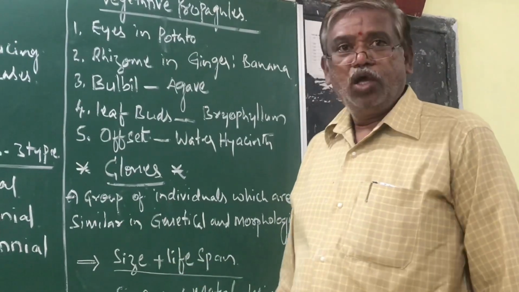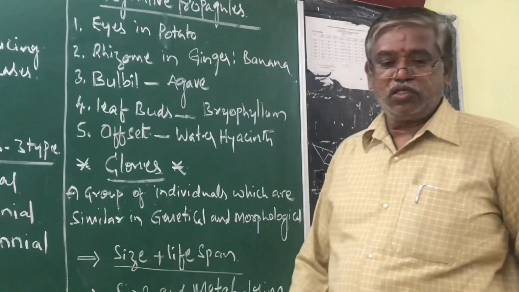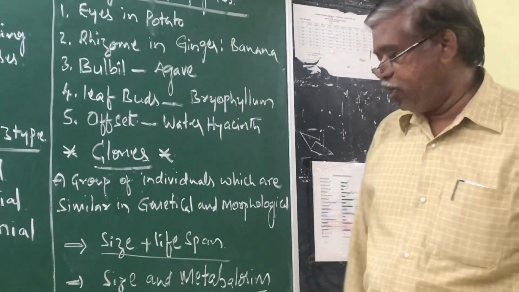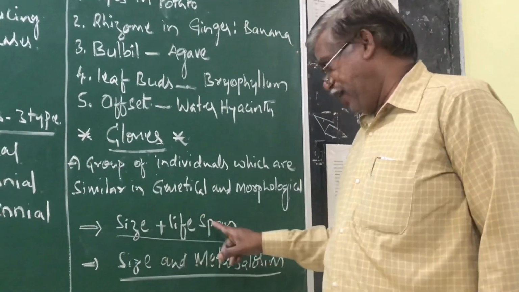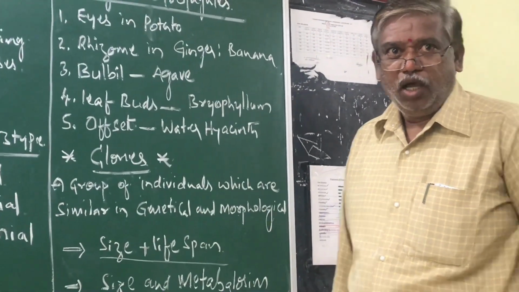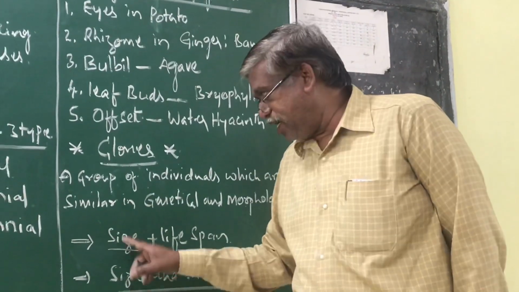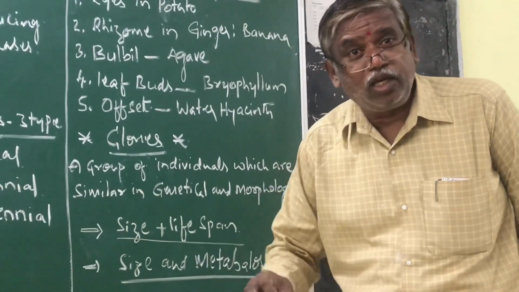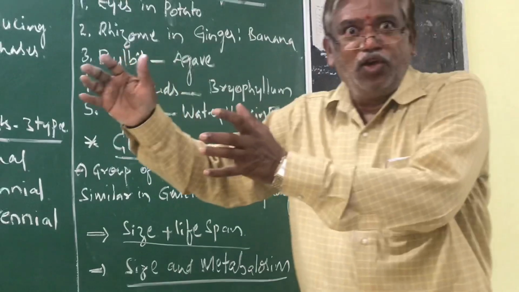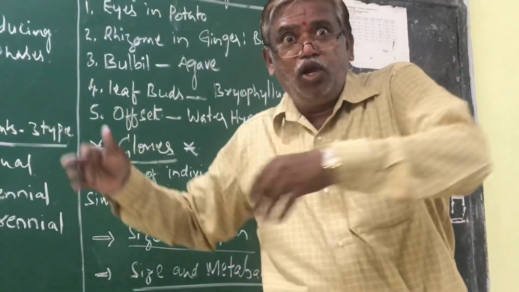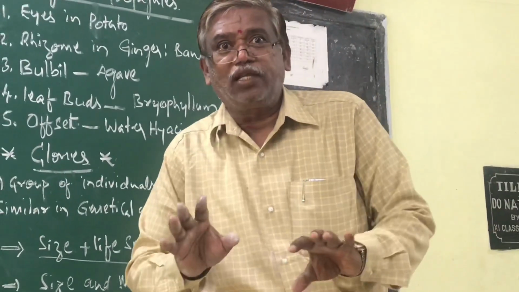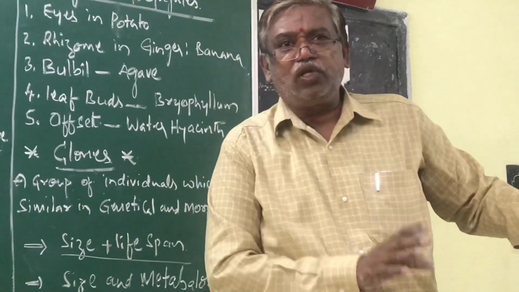Right. Now some students have asked some doubts, so I am giving clarification. Size and lifespan: I have already given the explanation. The size of an organism is not necessarily correlated with lifespan. That means lifespan does not depend on size. If it is a large animal, more lifespan; if a small animal, less lifespan. No, it is not like that. So size is not correlated with lifespan.